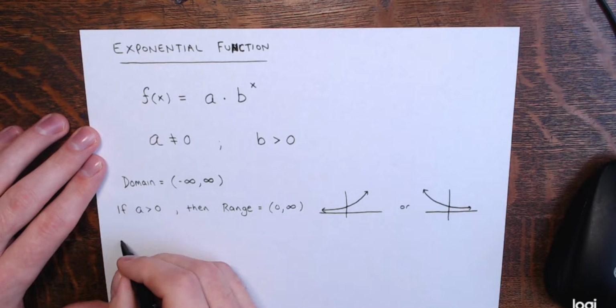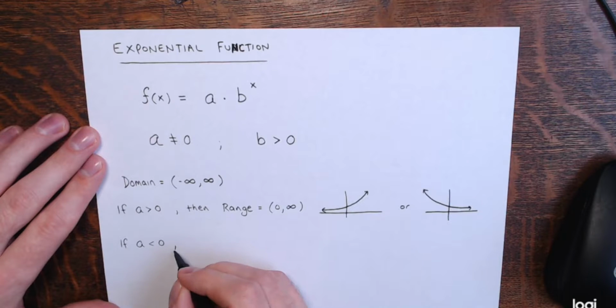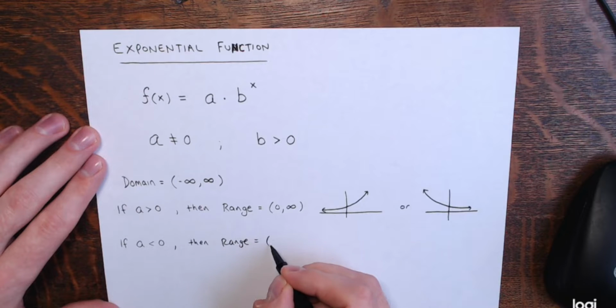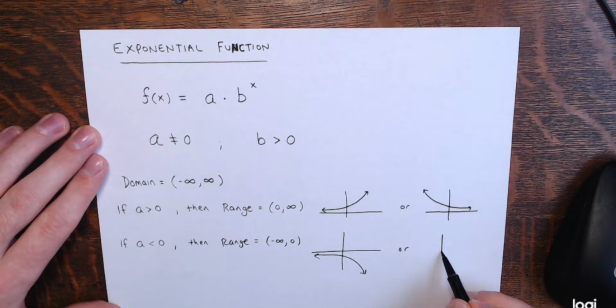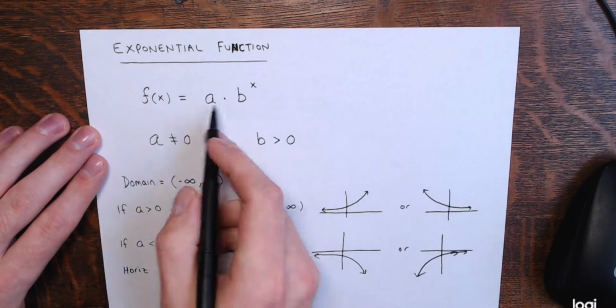Now, if a is negative, then it just flips these over. Then the range will be all negative numbers, so from negative infinity to 0, but not 0 itself. So just flip these over the x-axis, like this, or like this, but not actually touching the x-axis. The x-axis is actually a horizontal asymptote for all these basic exponential function graphs.